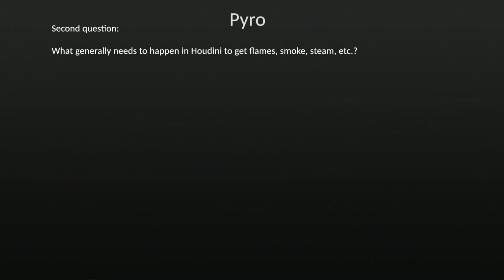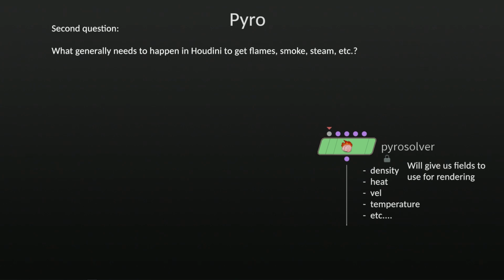Here's a second question. What generally needs to happen in Houdini so that we can get flames, smoke, steam? Let's think about the overall process before we get into this. And I actually like to start with the end in mind. I kind of like going backwards in how this all works so that you can understand what's going on. We have a Pyro solver, and our Pyro solver eventually will give us all the fields we want so that we can render. So this could be our density, which is our smoke, our heat, perhaps our velocity to calculate some sort of motion blur with this. Basically, anything you want to use to help to render is what we want from the Pyro solver.